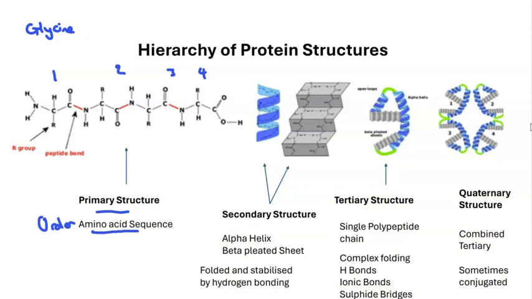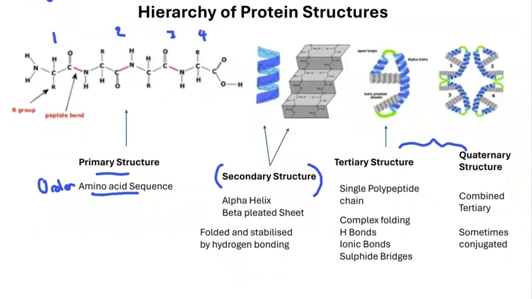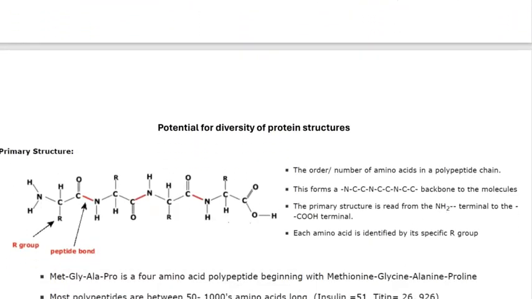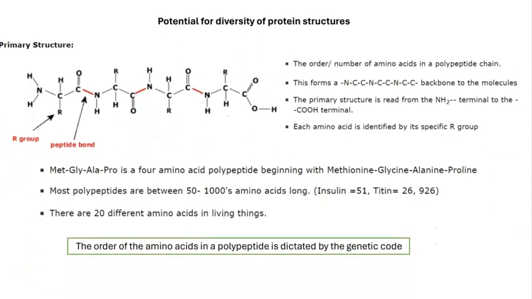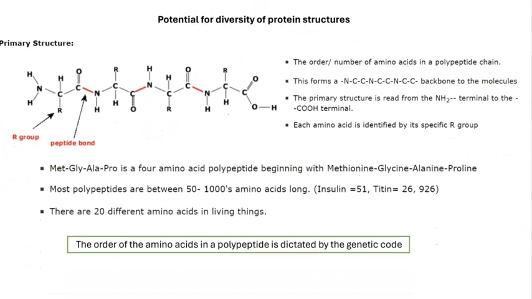In later videos, we'll see how the R groups interact and how these polypeptides fold up into secondary structures, which is the next video, and then we have another video on tertiary and quaternary, which is more complex folding of proteins. So let's look at this primary structure in just a little bit more detail.